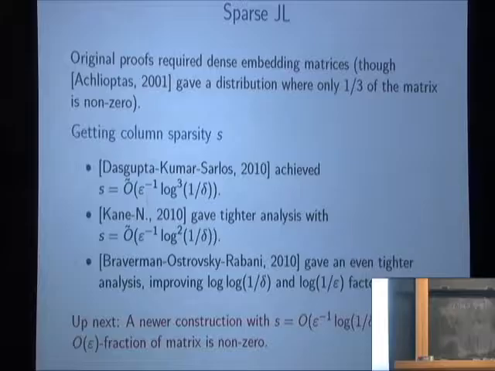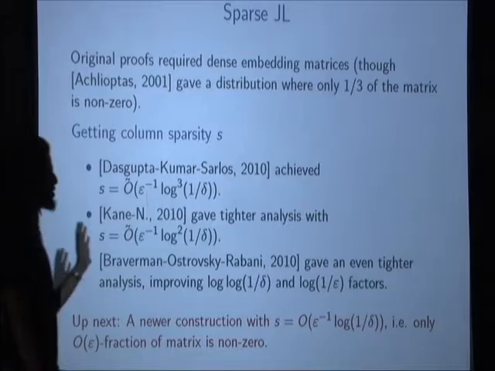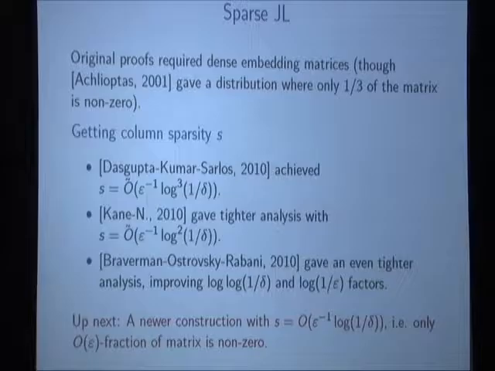So you can get a sparsity parameter, which is something like this, okay? Which is always better than k. So column sparsity S meaning, if I draw my matrix and look at any column, there are only S non-zero entries per column. S is the number of non-zeros per column.